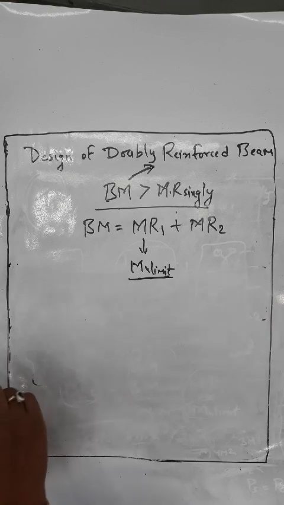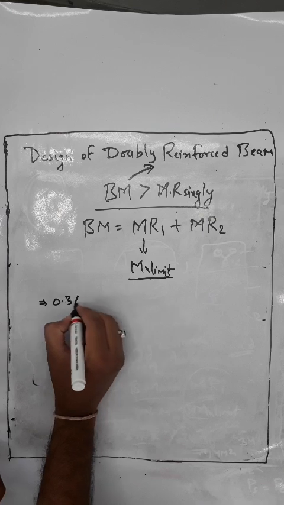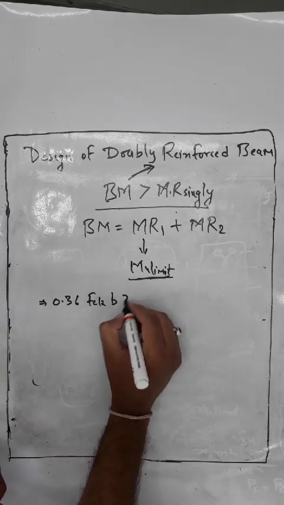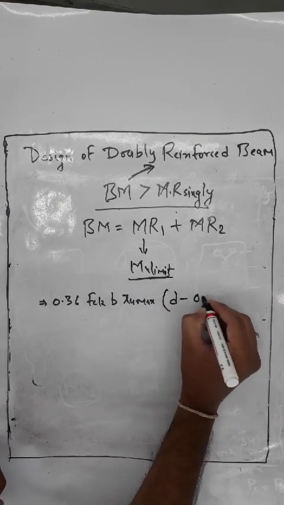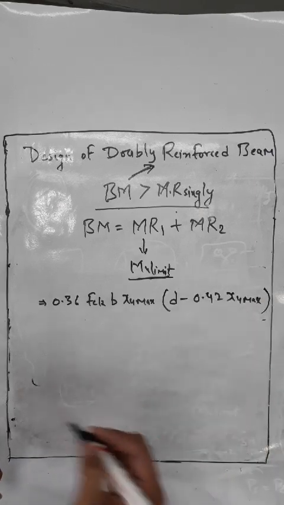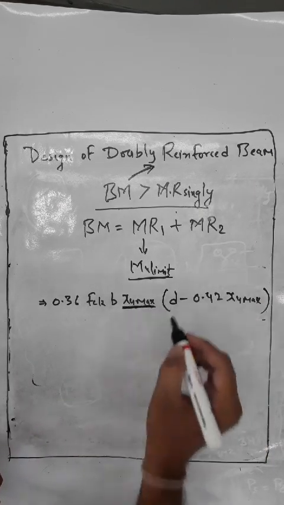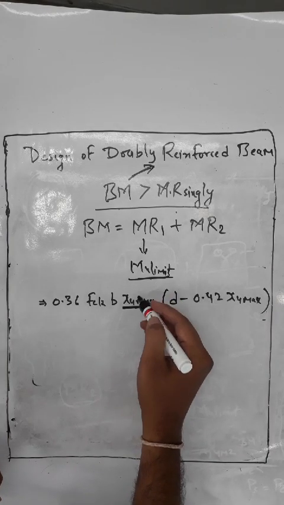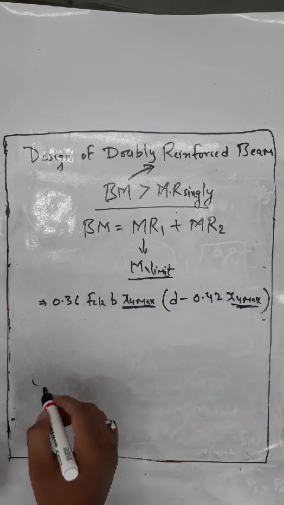Now I give one example for that. MU limit is equal to 0.36 fck b xu max (d minus 0.42 xu max). This is the MU limit formula. Why? Because here we used the maximum value. If we do not put the MU limit value here, then we use the xu value. So this is our MU limit formula.